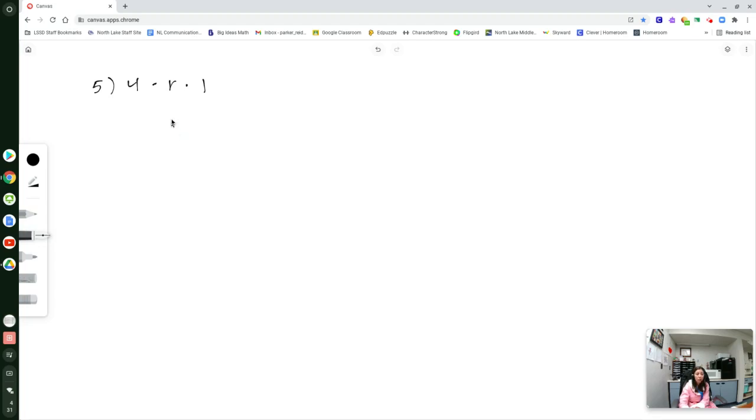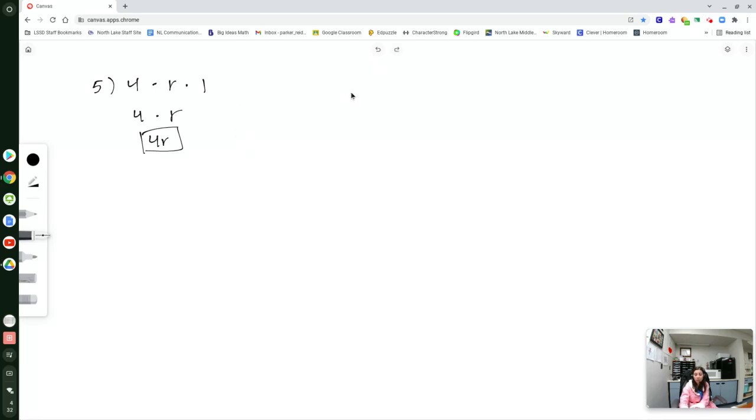We actually don't, because anytime I multiply something by 1, like right here, r times 1, it is always just going to be that other number. Anything times 1 is just itself. R times 1 is just r. That gives us 4 times r, which is just 4r. So anytime we multiply something by 1, the answer is just itself. Anything times 1 is itself.